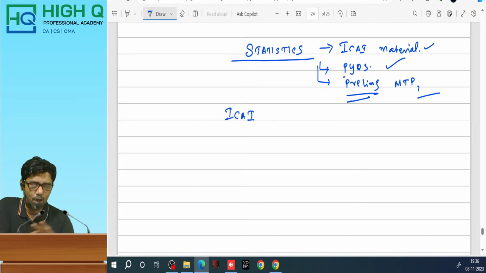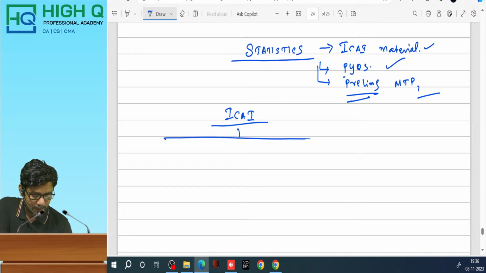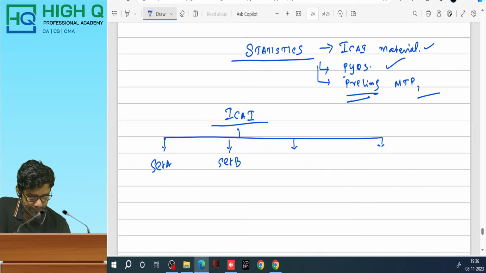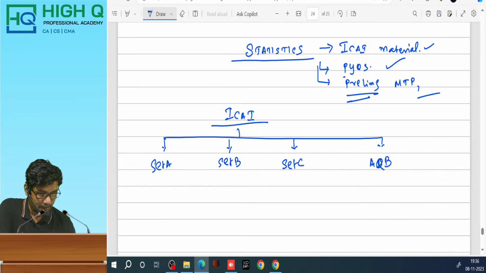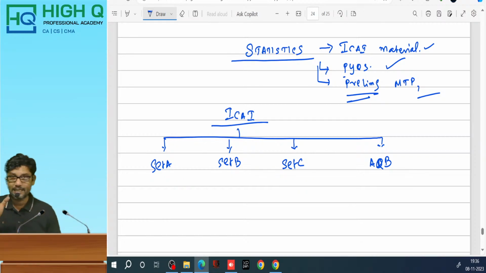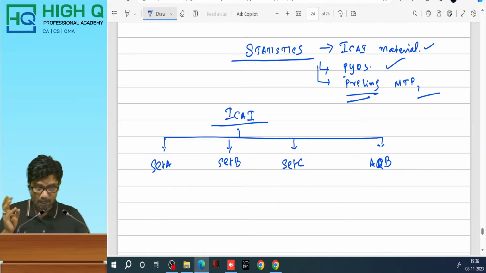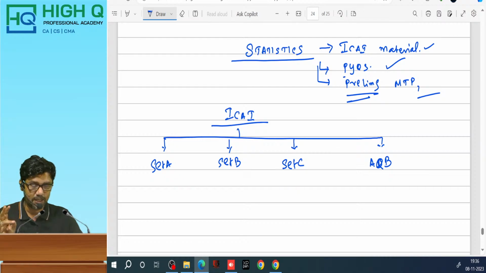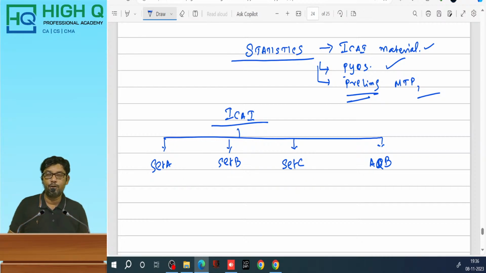In the ICAI material, all the chapters are divided into 4 parts. First one is set A. Second one is set B. Third one is set C. Then additional question bank. Your ICAI material is divided into these 4 parts: set A, set B, set C, and the last one, additional question bank.